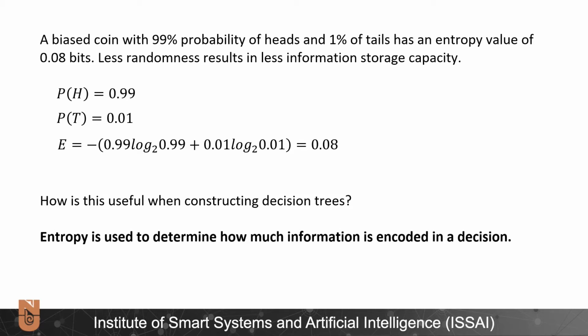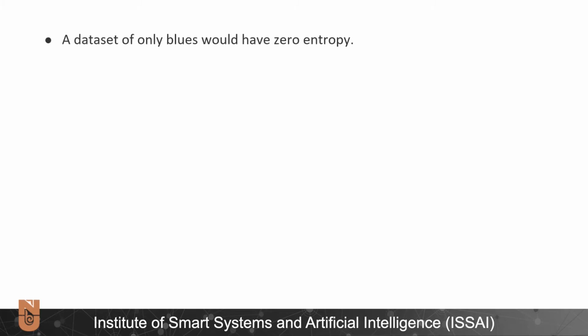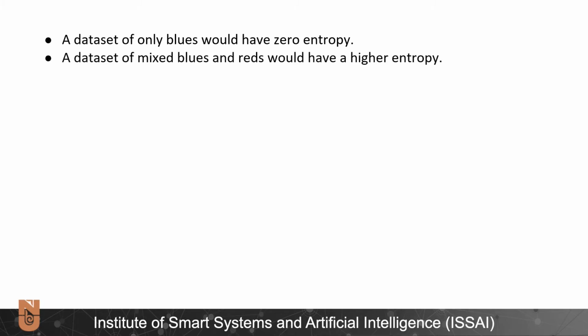How is this useful when constructing decision trees? Entropy is used to determine how much information is encoded in a decision. In the next slides, we will see how this is used. For example, a dataset of only blues would have 0 entropy. A dataset of mixed blues and reds would have higher entropy.